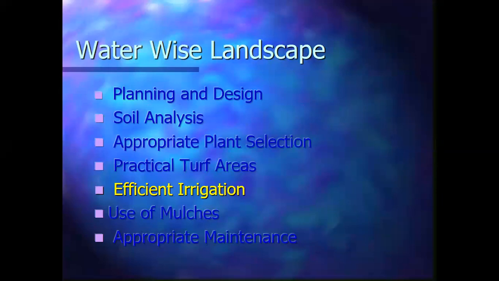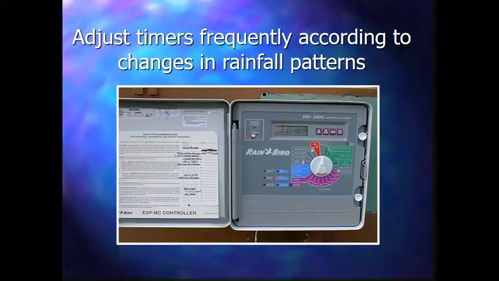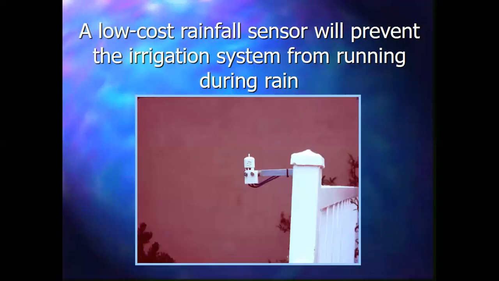Efficient irrigation. Let's use irrigation efficiently. Those of you who have automatic irrigation, I don't know if all of you do, a lot of you don't. I certainly don't, but a lot of people do. Adjust automated irrigation programs according to rainfall. Don't just set it and forget it.